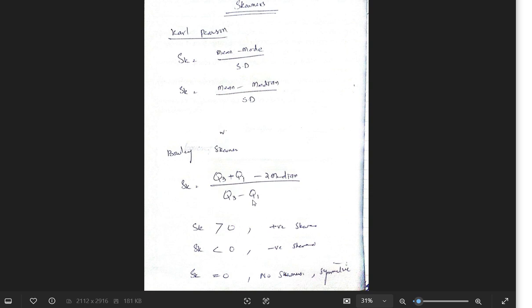Now how can you interpret the result? If the SK value is greater than 0, it means there is positive skewness. If the SK value is less than 0, that will be negative skewness. And if the SK value is 0, it means there is no skewness. The shape of the distribution is symmetric. So that's how we can find the skewness.